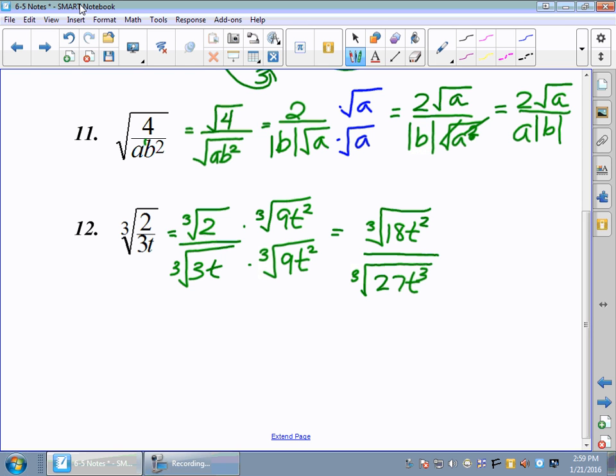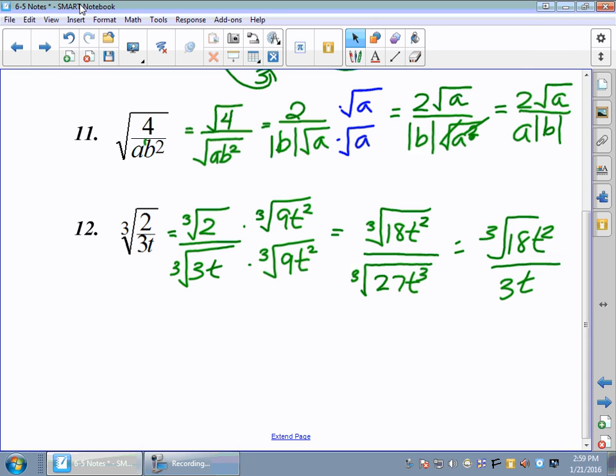So cube root of 18t squared over 3t. And that one is good. So that's rationalizing the denominator.